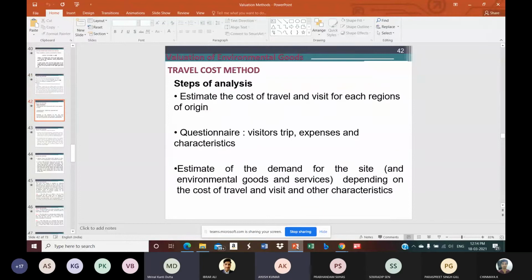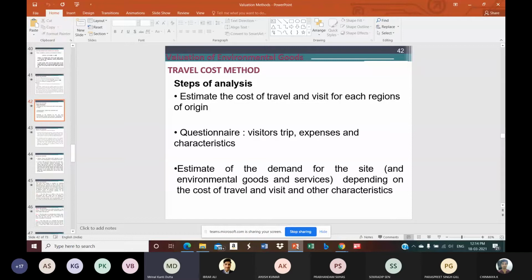So what are the steps of analysis? First of all, the cost of travel is estimated, cost of travel and visit for each region of origin. Okay, in essence, there will be travel cost, there will be an entry fee, so all those things will be there. So those things are to be taken into account.